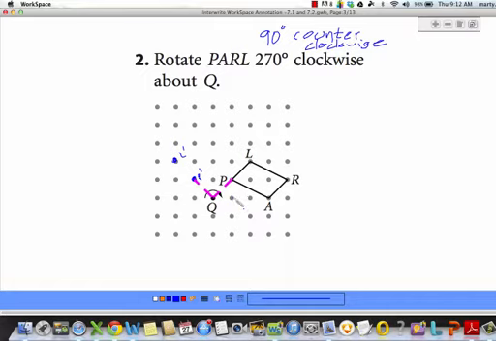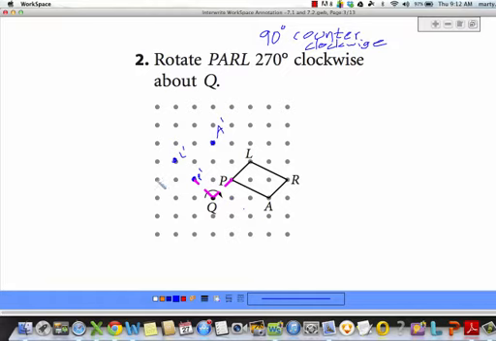A is going to go straight over 3, which means we'll go straight up 3. Think about the 90-degree angle again. And then R, down 1 and to the right 3, would go left 1 and up 3. That's not right. Left 3 and up 1.